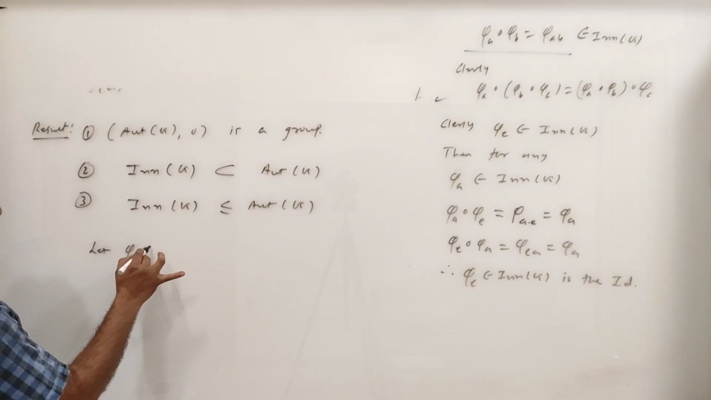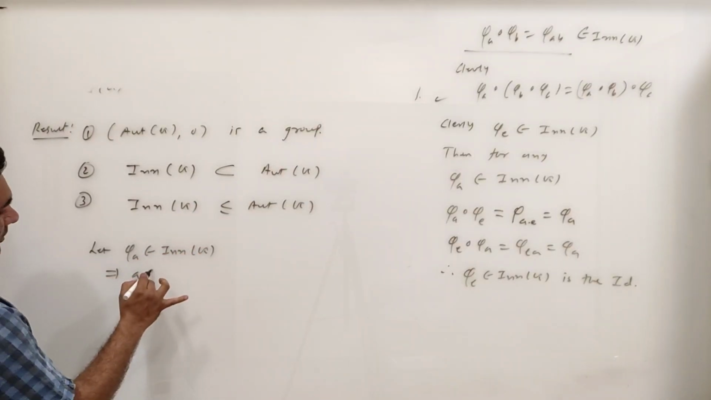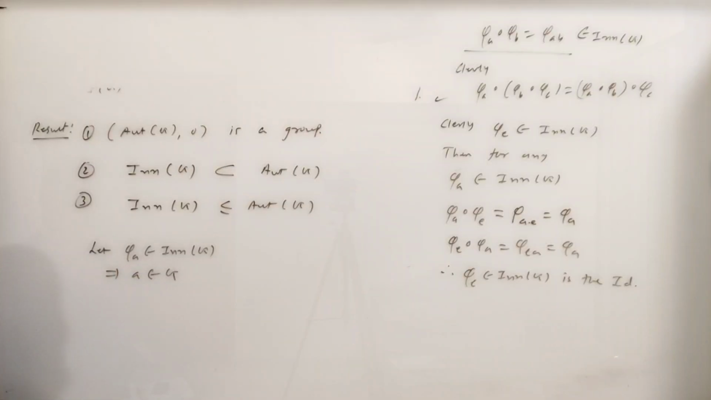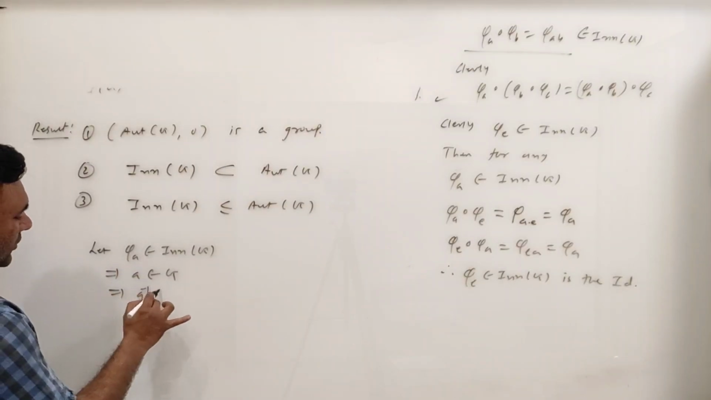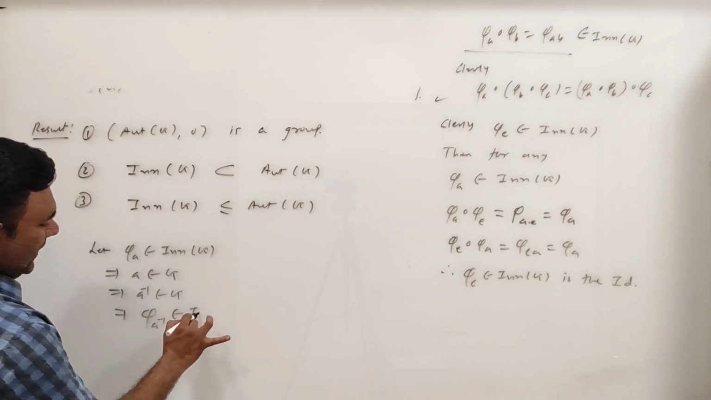See, you take phi A belongs to InnG. So what does this mean? A belongs to G. Where will this A be? In G. So A inverse will also be in G. So you consider phi A inverse, so it will be an element of InnG, right?